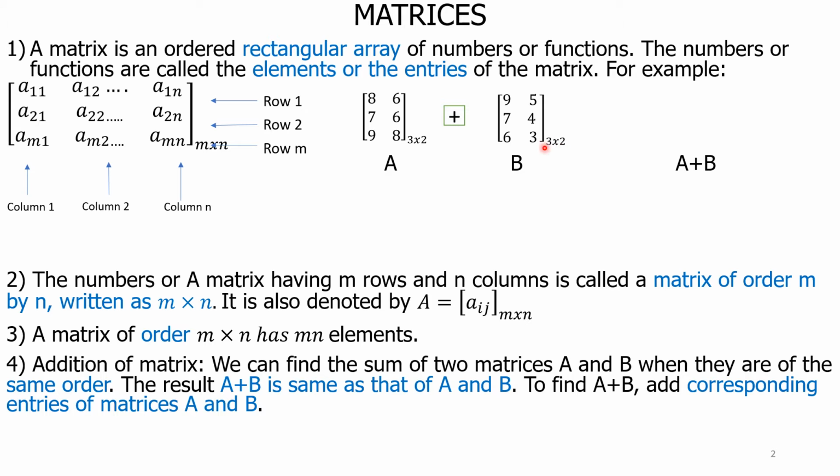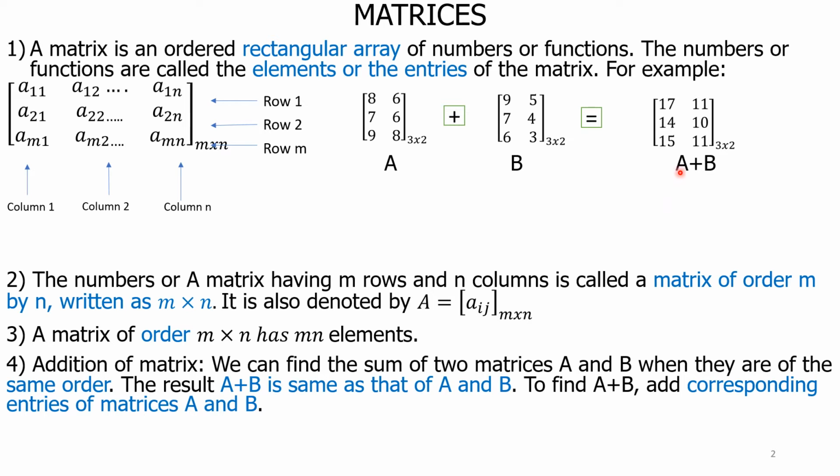Now let us add it. Let us add A plus B and find out how to add it. So let C be equal to A plus B. To find A plus B, add corresponding entries of matrices A and B. So elements of A are 8 6 7 6 9 8, and elements of B are 9 5 7 4 6 3. So we have to add corresponding elements.